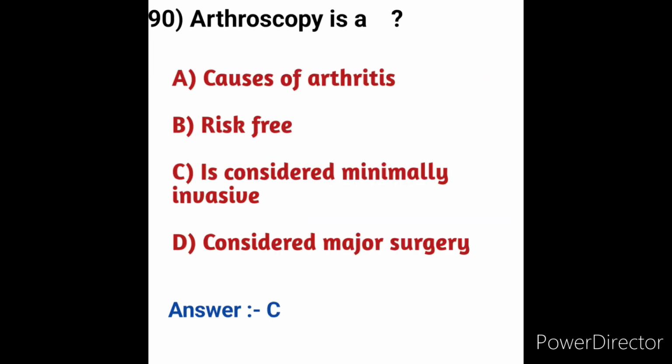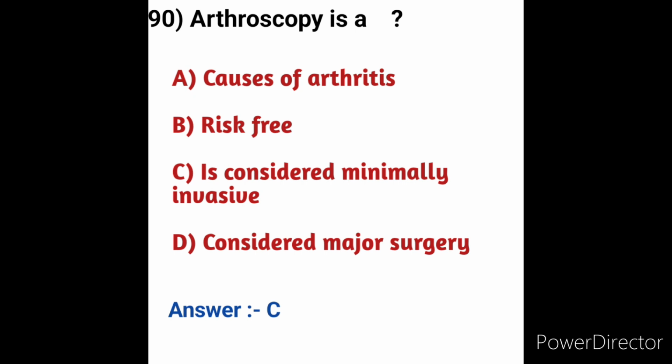Next question 90. Arthroscopy is a... What is arthroscopy? We will see the options here. Option A causes of arthritis. Option B risk free. Option C is considered minimally invasive. Option D considered major surgery.